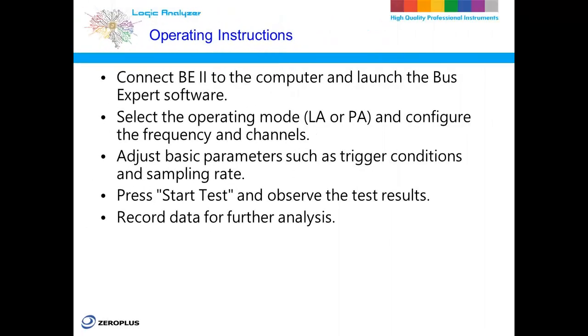Connect the B2 to your computer and launch the Bus Expert software. Once the software is running, you'll need to follow these steps. Choose the operating mode, either LA or PA, and set the frequency and channels. Adjust the basic parameters like trigger conditions and sampling rate. I'll now explain each step in more detail.